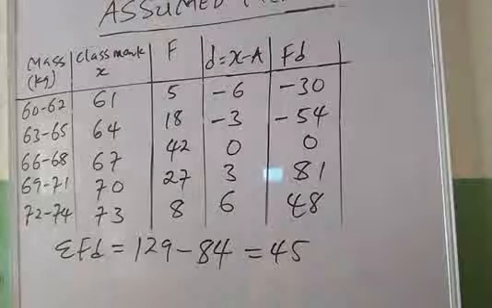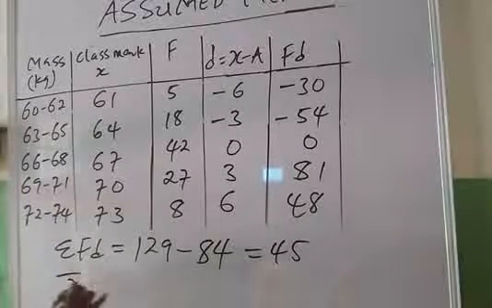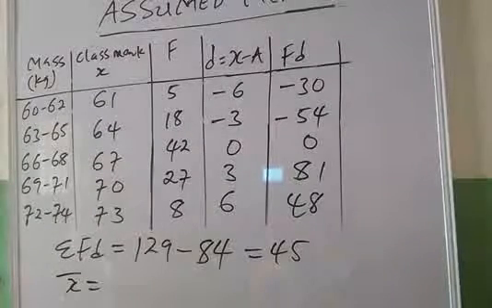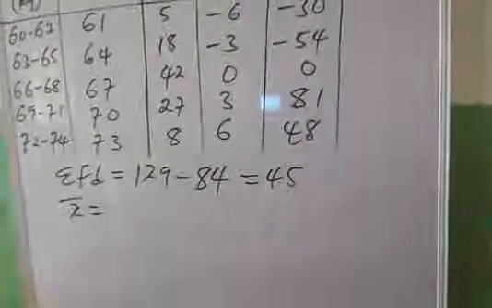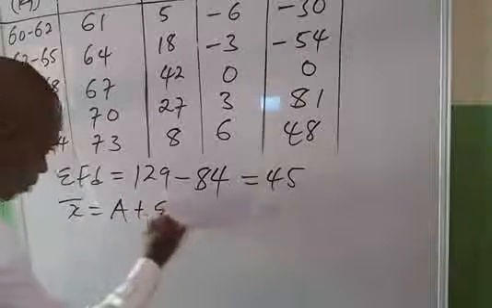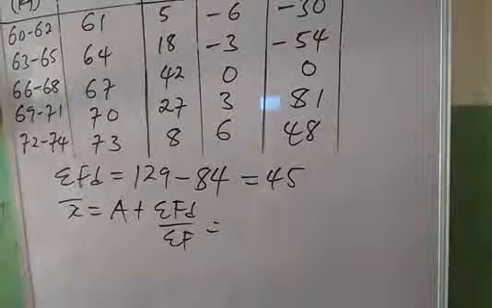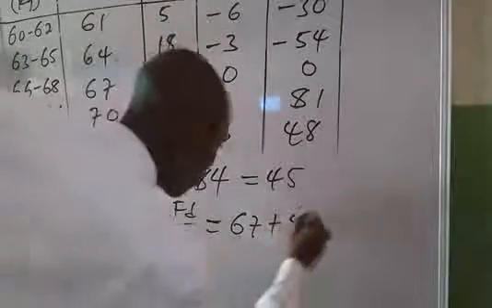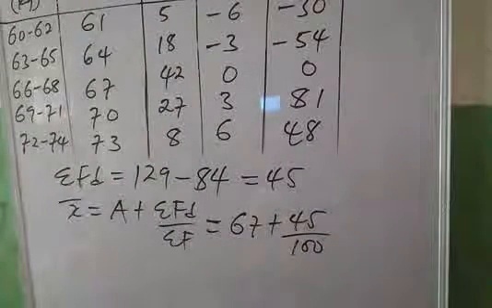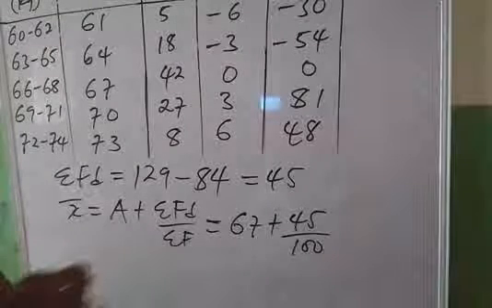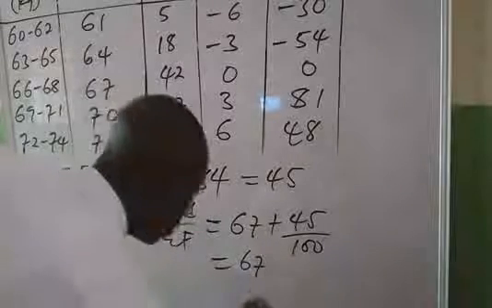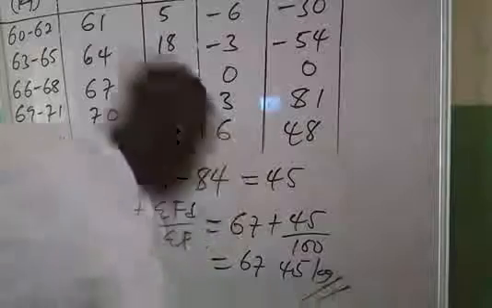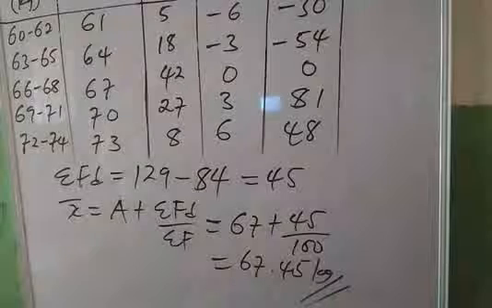So, we know that the total frequency is 100. So, we say that bar x is equals to A plus sigma FD over sigma F. So this is the same thing as your 67 plus 45 over 100. 0.45. So our final answer will be 67.45 kilograms. This is our final answer.